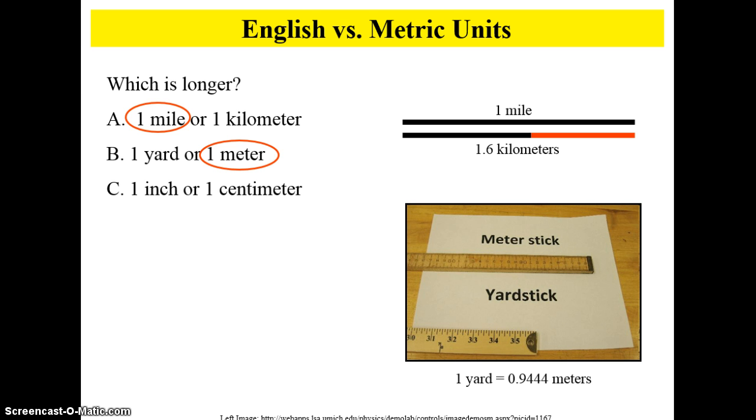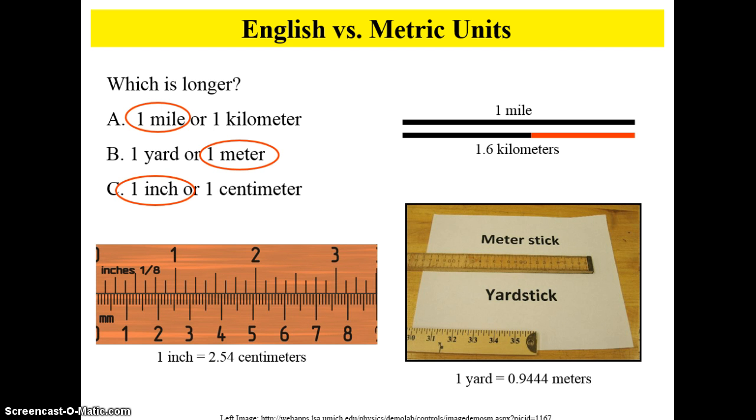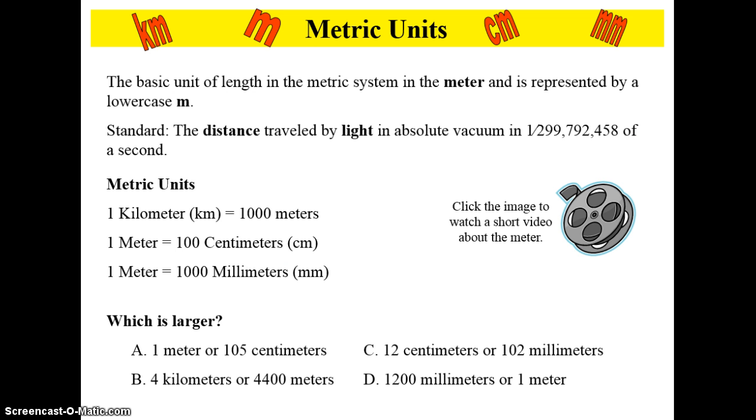And then finally, how about an inch versus a centimeter? Which one is longer? It's an inch. So actually, you have about 2.5 centimeters for every inch. So that's basically, in a nutshell, our English versus a metric unit. The basic unit of length in the metric system is the meter, and it's represented by a lowercase m. So whenever you see a lowercase m, that means we're talking about a meter.